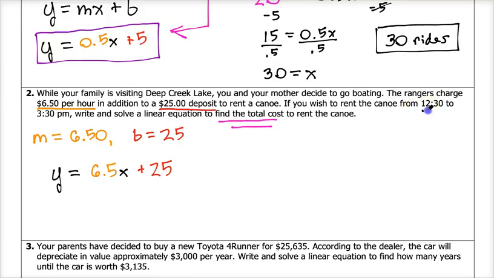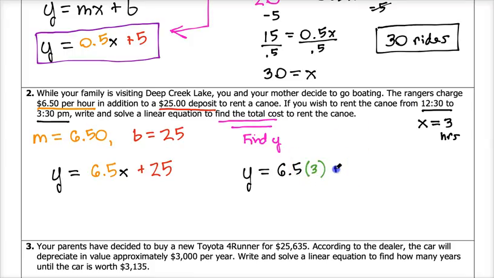So we're renting the canoe from 12:30 to 3:30 p.m. You have to think that's 3 hours. So I'm telling you right there that x is equal to 3. That's 3 hours. And your job is to find the total cost, which is y. So our equation is going to be this. Y equals 6.5 times 3 plus 25. All I'm doing is substituting that 3 in for x into our equation.